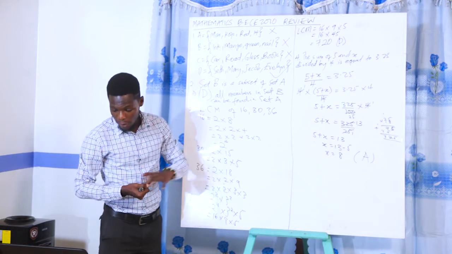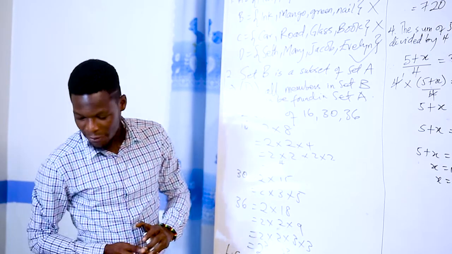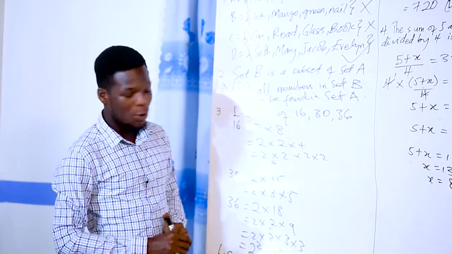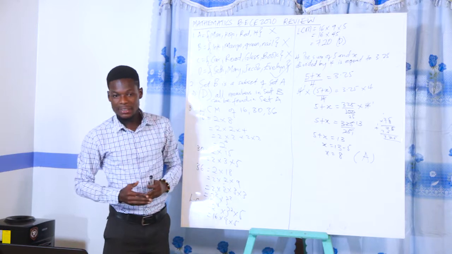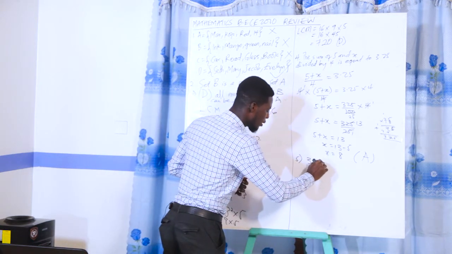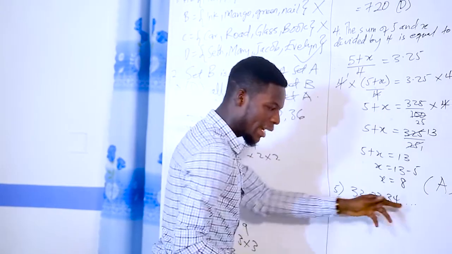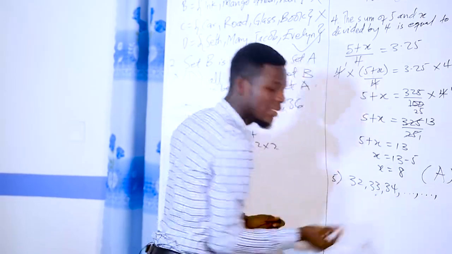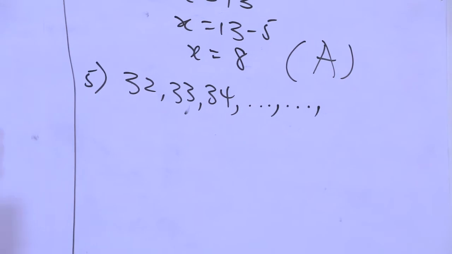All right, let's continue with question 5. Question 5 says the numbers 32, 33, 34. Then we have an empty space, another empty space, before the next number, 42.